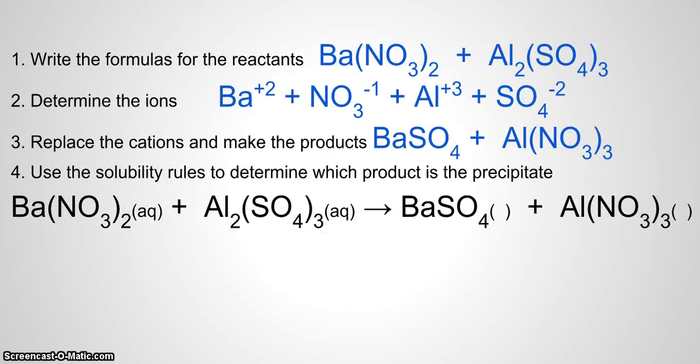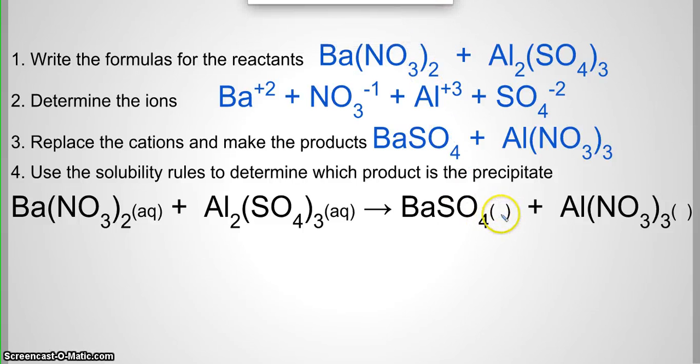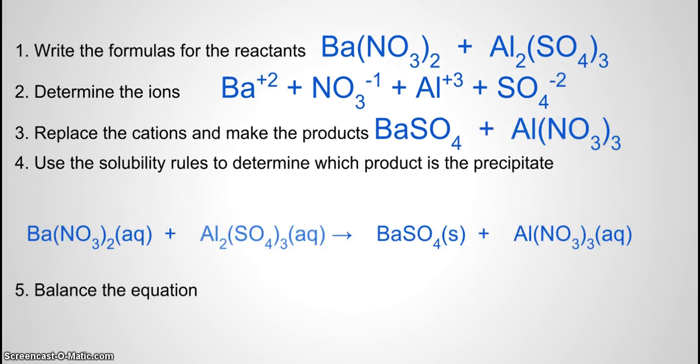So what we can do is we can now fill in our states. Barium sulfate we decided was our precipitate, and precipitates are solids. Aluminum nitrate is soluble, which is aqueous, so it gets the AQ. Now we know that this is the precipitate. Okay, so we just figured out which product is the precipitate.